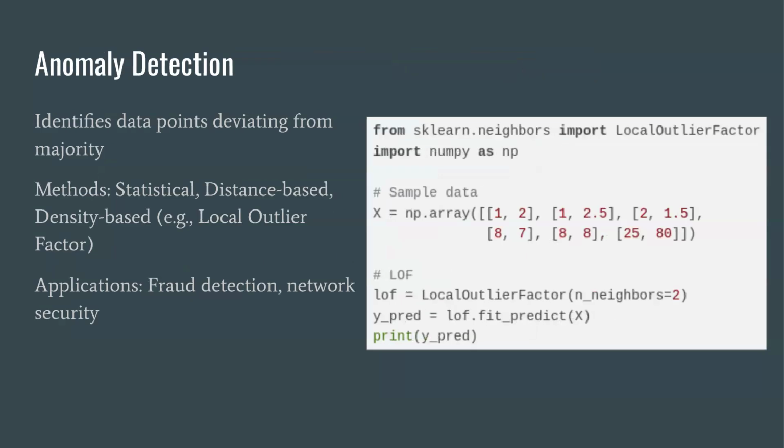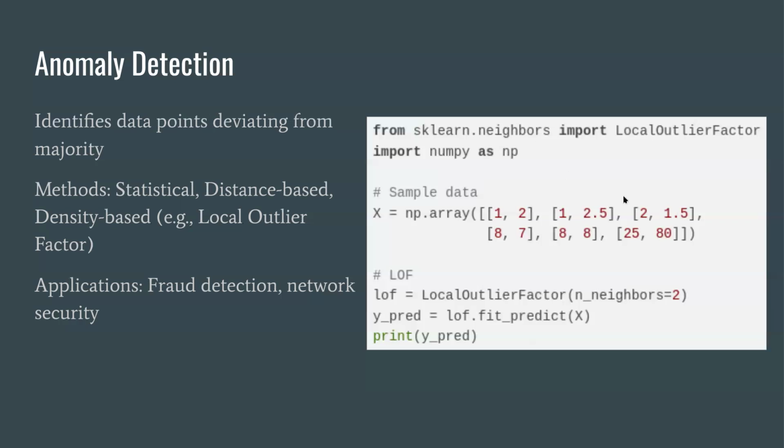Anomaly detection. So anomaly detection is the process of identifying data points that deviate significantly from the majority of the data. And this can be really important in applications such as fraud detection, network security, and fault detection in manufacturing. So common methods for anomaly detection include statistical techniques, distance-based methods like k-nearest neighbors, and density-based methods like local outlier factor. So each method has its strength and is chosen based on the nature of the data and the specific application.